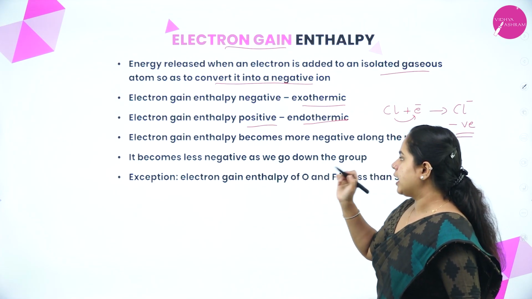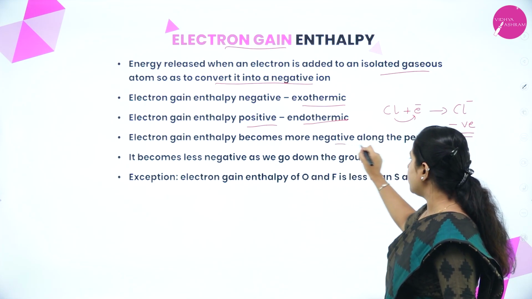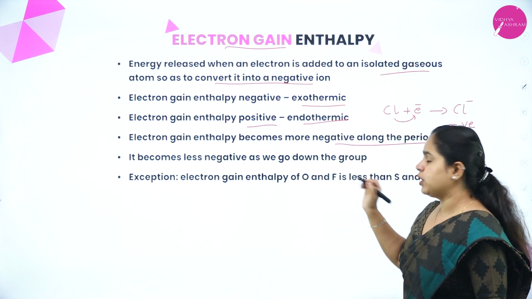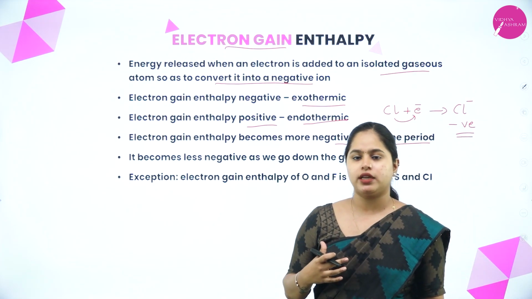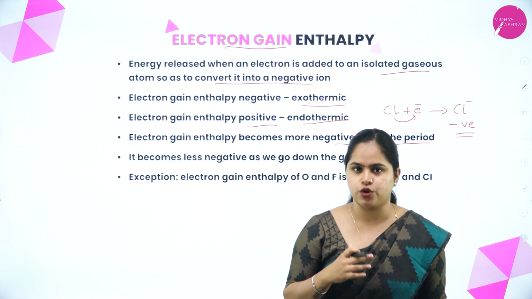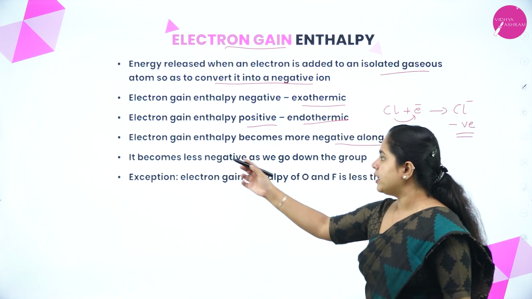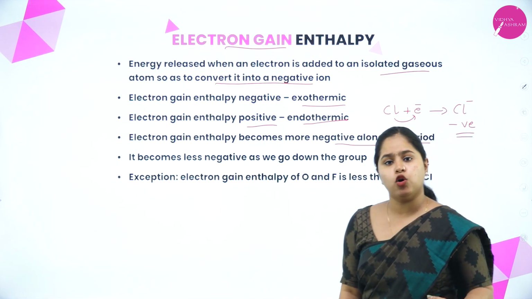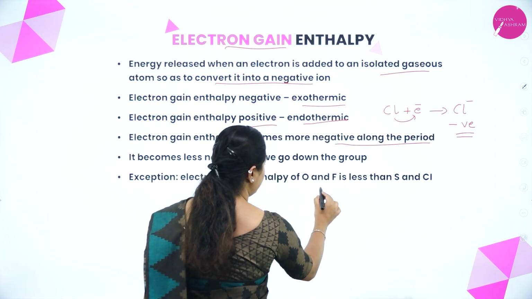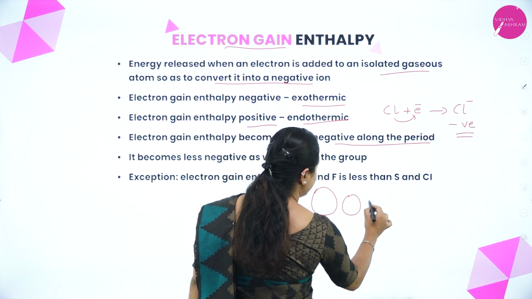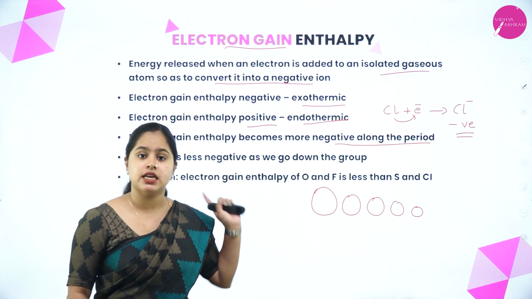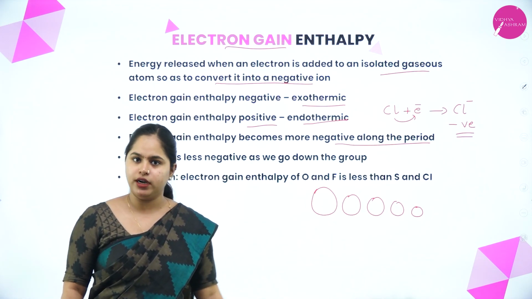Now, electron gain enthalpy becomes more negative along the period, and it becomes less negative as we go down the group. Now what about the trend of electron gain enthalpy along the period and across the group? Electron gain enthalpy becomes more negative along the period. So what do we know about the trend along the period? We know that the size of the atom keeps on decreasing, right? The periodic trend is that the atomic size along the period keeps on decreasing.